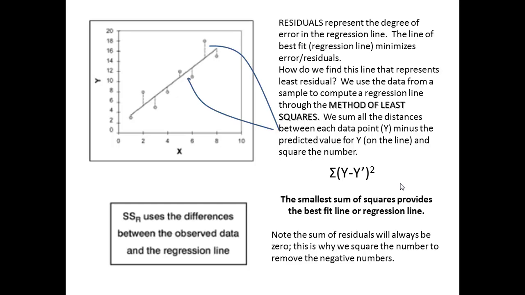How do we know that this is a line that best fits it? We use Anova, or method of least squares. We sum all the distances between each data point. Perhaps you remember this from our previous lecture. The smallest sum of squares provides the best fit line or regression line. So when we do regression, we calculate beta weight, and then we run an additional test to make sure that this line is the best line. It's called the sum of squares residual.